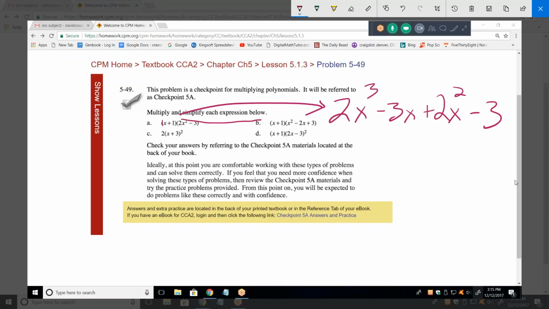Simplify. So part of the simplification process is putting them in the correct order. So 2x cubed plus 2x squared minus 3x minus 3. Correct.